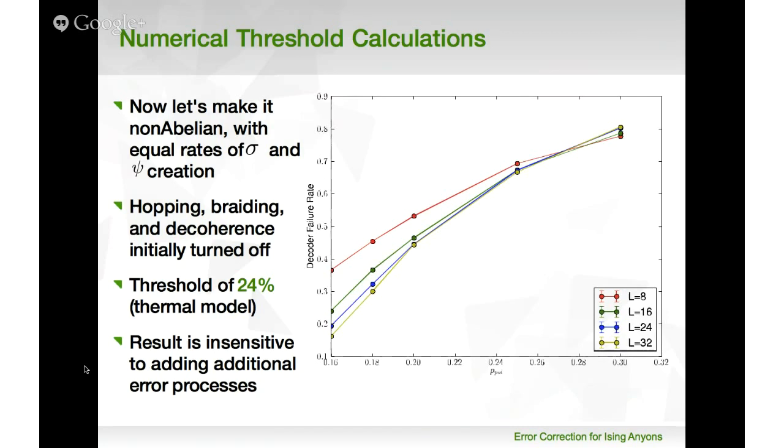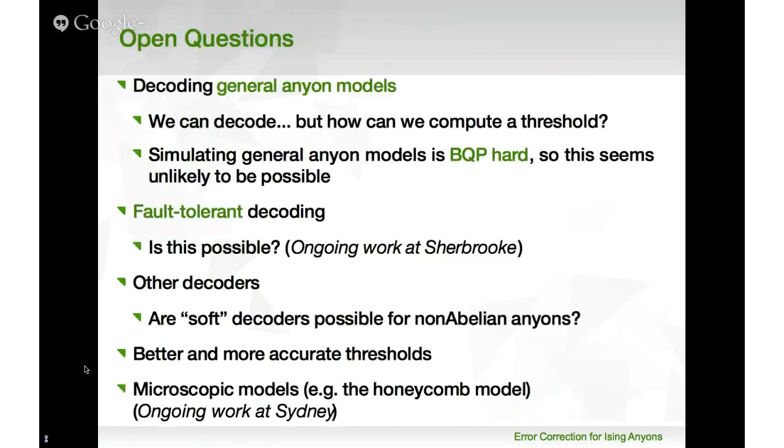Here's one where we add decoherence into the mix. So the overall story is unchanged. The point is we actually find a threshold for these codes. So in conclusion, we can decode.